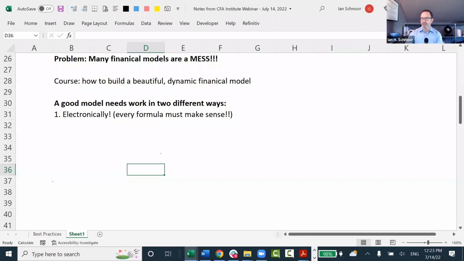No, I'm not talking about circular references. That's a whole different can of worms. Circular references, we'll try to touch on that a little bit. It's a little more advanced. But the question is, have you ever seen huge, long formulas that wrap around and around? And many of you said you have.